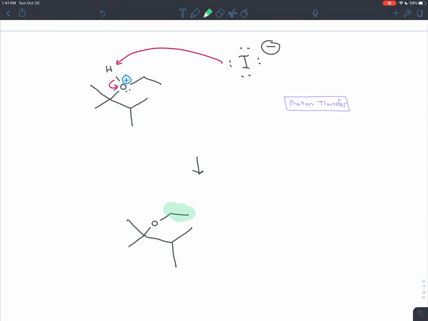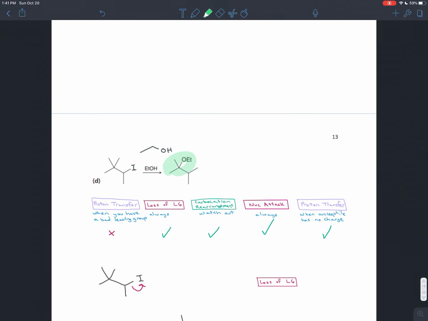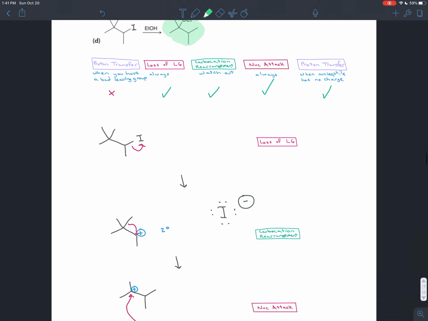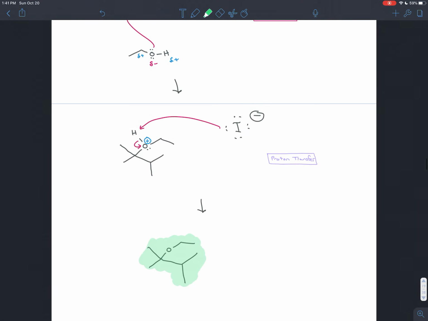Now in what they drew, instead of this top part being a carbon chain, they're going to write Et, but remember the Et is just standing for that ethyl group. So this is really the same as this. And so that's the mechanism for this. We had loss of a leaving group, carbocation rearrangement, nucleophilic attack, and proton transfer.